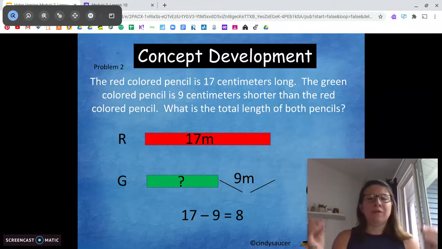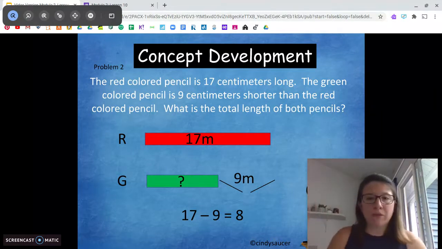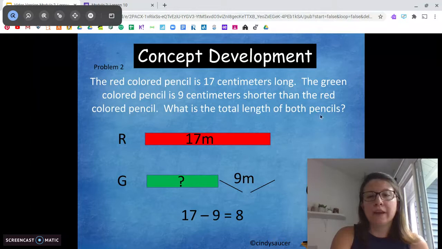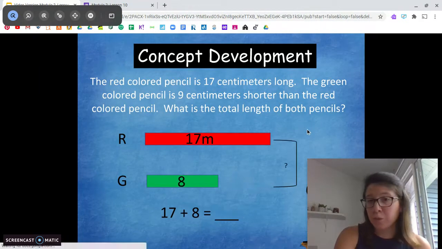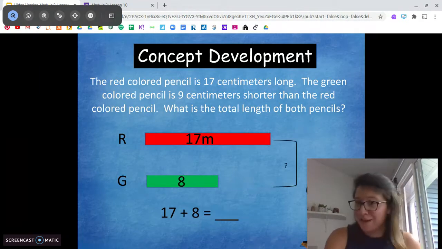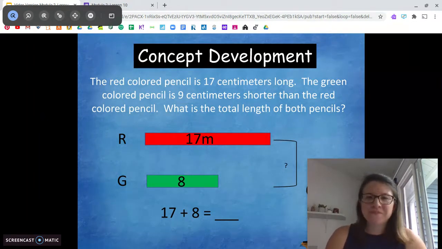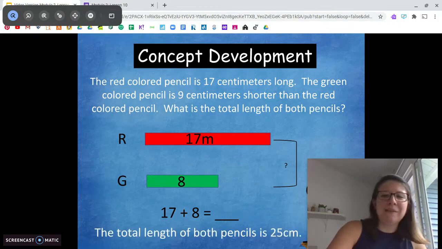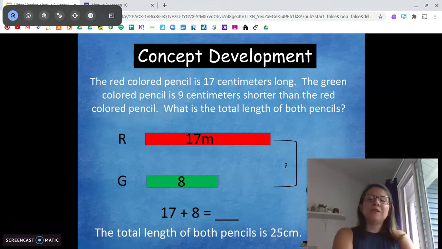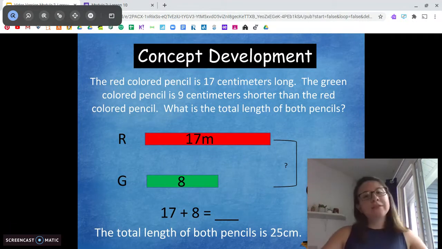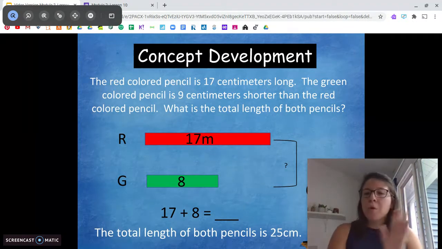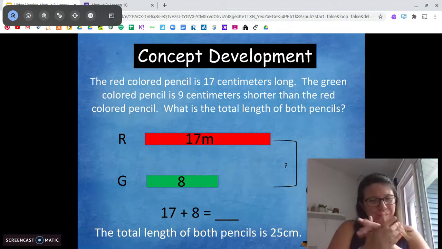Exactly. We need to figure out the total length of both the pencils together. That was our question right here. What is the total length of both the pencils? So what are we going to do? Add them together. Pause the video. Add 17 plus 8 on your own. Come back when you're ready. Got it? 17 plus 8 is 25. So the total length of both the pencils is 25 centimeters. Awesome work. Very proud of you guys.